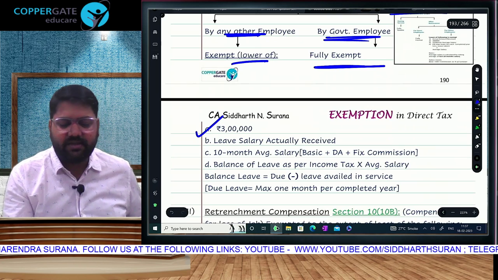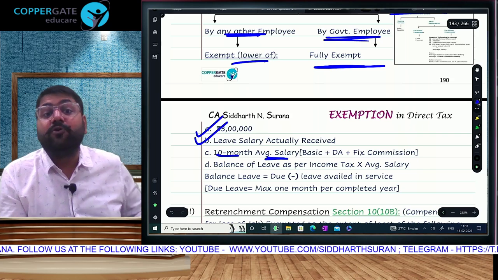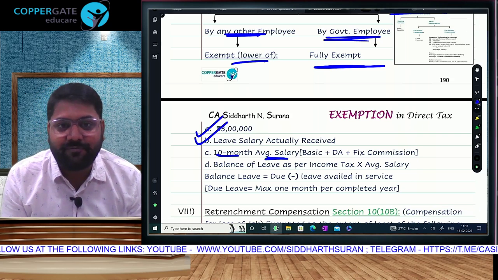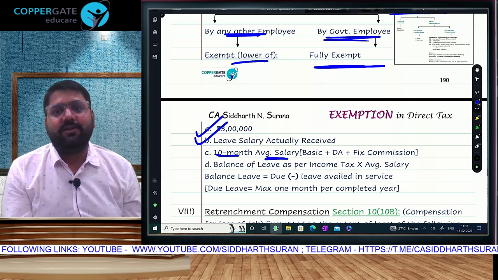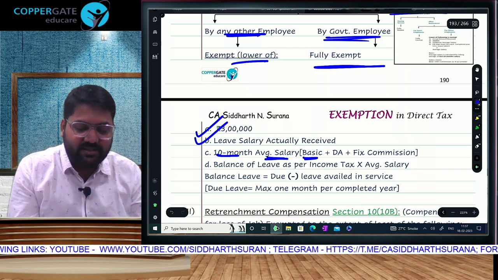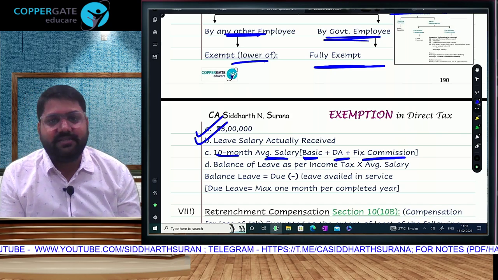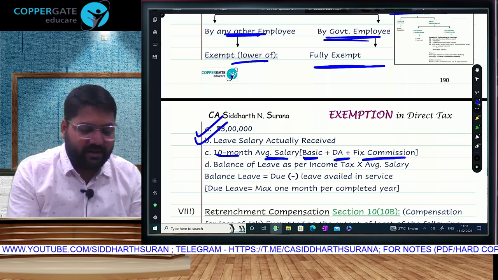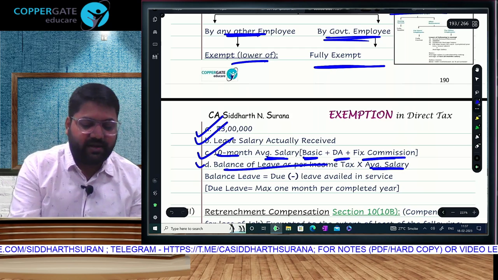Here there is 3 lakh maximum notified, actual amount, and 10 months' average salary before the date of retirement. So if you retire on 15 January, your 10 months will end on 14th January. Average salary of the last 10 months: we take 10 months' basic, DA in terms, and percentage commission, divided by 10. That's the average salary. That average salary we multiply by 10, so we get the third limit. And that average salary we multiply by the balance leave as per income tax, so we get the fourth limit.